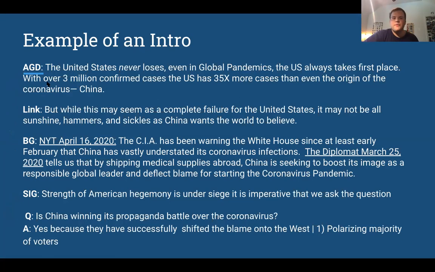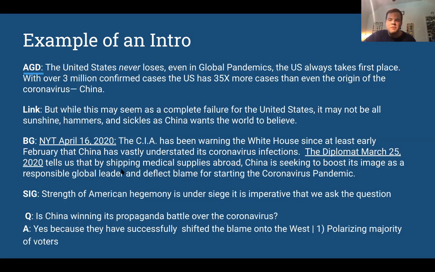So you'll be like, the United States never loses. Even in global pandemics, the United States always takes first place. With over 3 million confirmed cases, the United States has 35 times more cases than even the origin of the coronavirus in China. But while this may seem a complete failure for the United States, it may not be all sunshine, hammers, and sickles as China wants the world to believe. According to the New York Times, on April 16th of 2020, the CIA has been warning the White House that since at least early February, China has been vastly underestimating its coronavirus infections that it reports on a day-to-day basis.